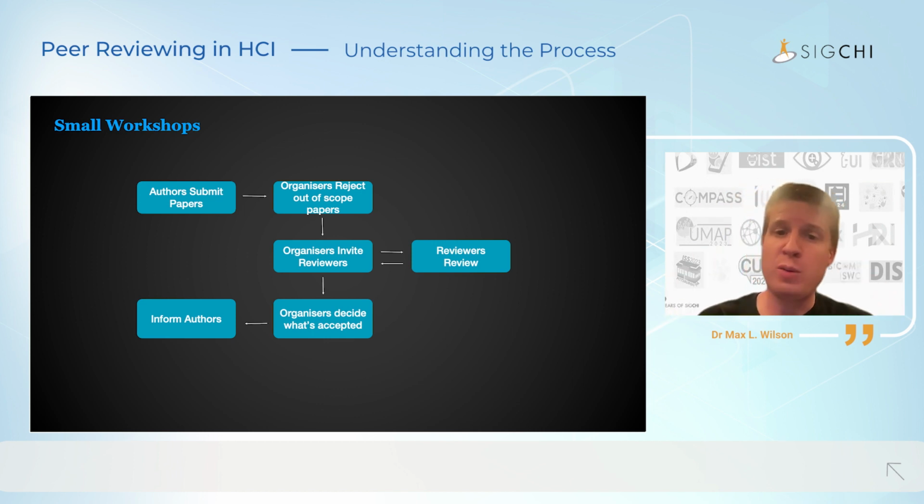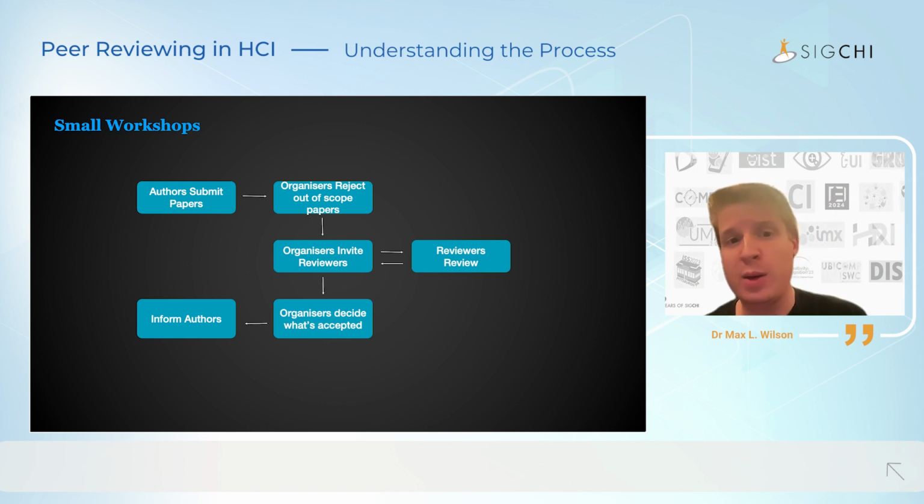They might ask reviewers to help, which is possible. But if they don't have too many papers and have enough people on the organizing team, they may not seek external reviews. It kind of depends on how big the workshop has got. And then the organizers decide what's accepted or not, and then they let the authors know, and there's no more faffing around than that. That's everything involved in the process.